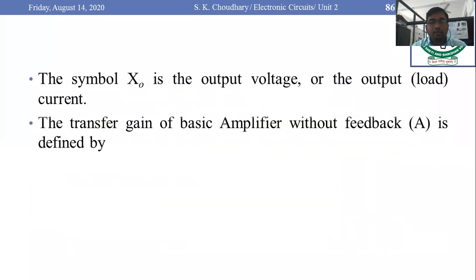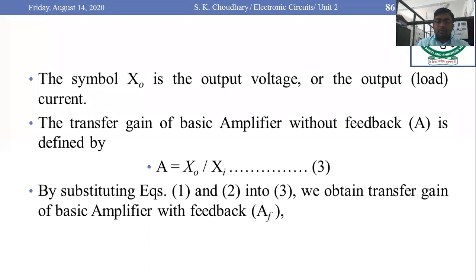Now we have to move further. The symbol X0 is the output voltage or output current, and the transfer gain of the basic amplifier without feedback is A. It is defined as X0 upon Xi. This is equation number 3. Now after defining equations 1, 2 and 3, what we have to do here? We substitute equations 1 and 2 into equation number 3. Equation 1 is the difference signal equation. Equation 2 is the equation for beta, and both would be substituted in equation number 3.